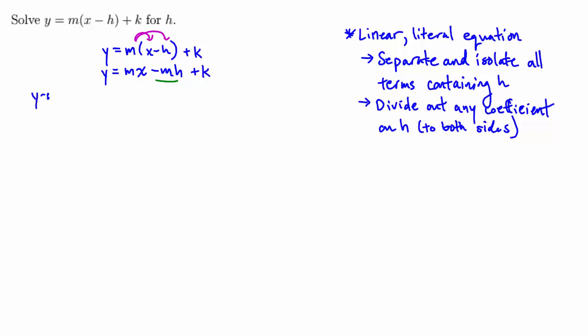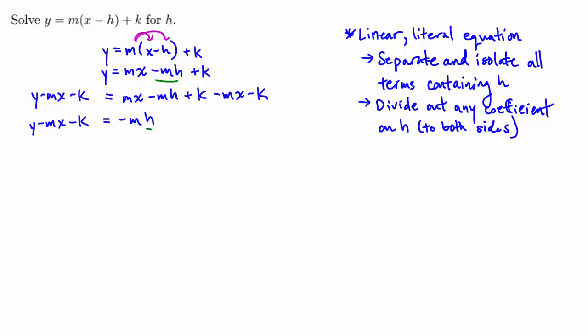We'll get y minus mx minus k on the left. And on the right, we'll have mx minus mh plus k, and then we will subtract mx and subtract k. So this will leave us with y minus mx minus k on the left and negative mh on the right.